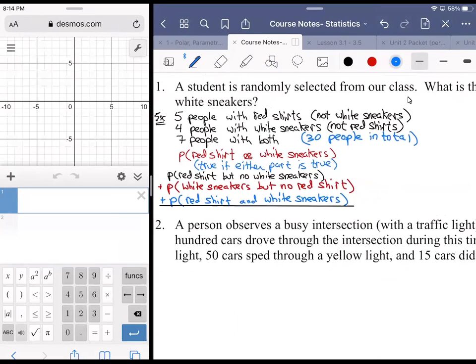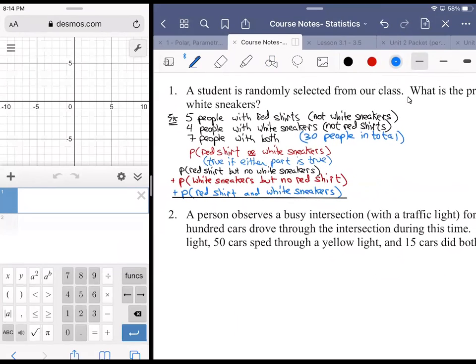Because otherwise we wouldn't have a denominator, all right? So when I mark up my Venn diagram, I would take into account that we have, again, 5 people with the red shirts and no white sneakers, but out of something. I'll get to the something in a second. White sneakers, but no red shirt, 4 out of something. And red and white happening simultaneously. So red shirt, white sneakers, 7 out of something.